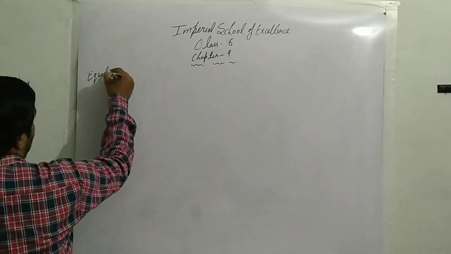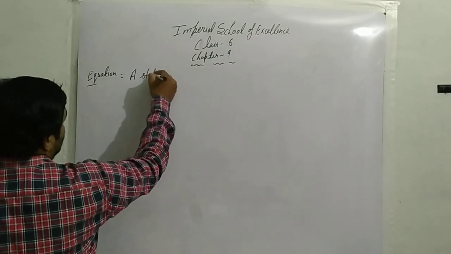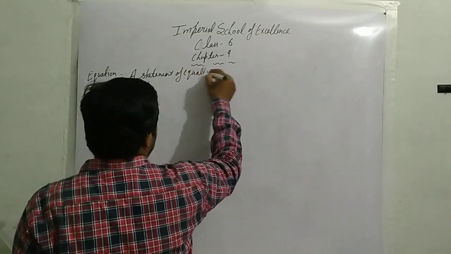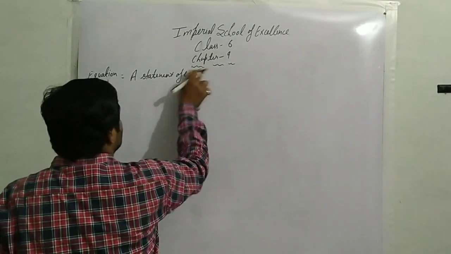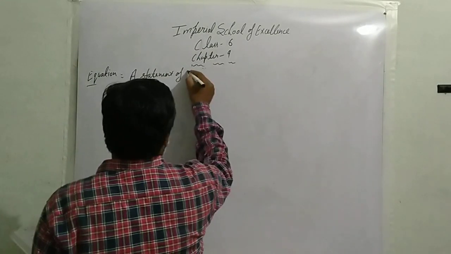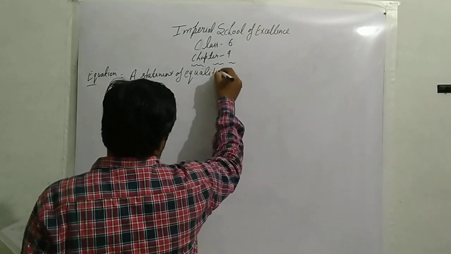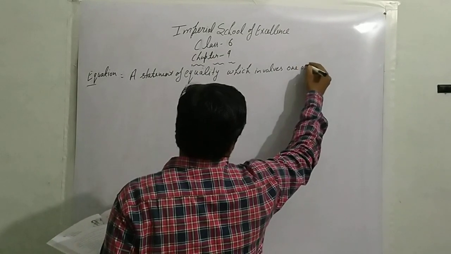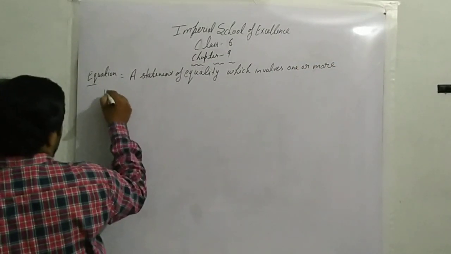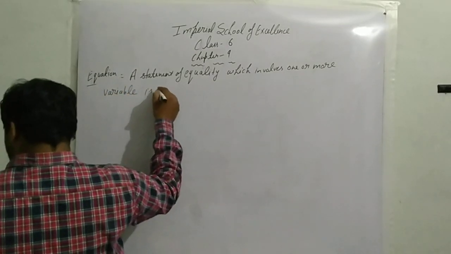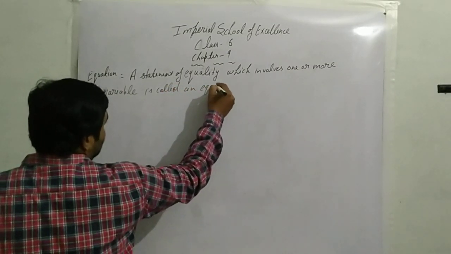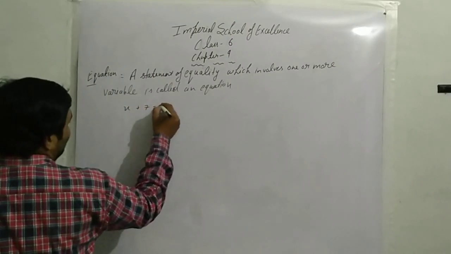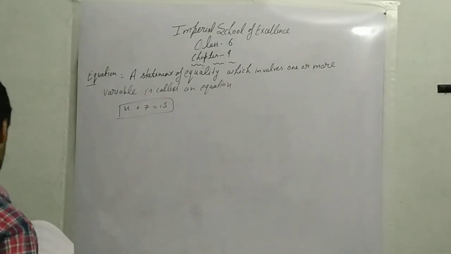An equation is a statement of equality which involves one or more variables. Suppose the example is x plus 7 equals 15. x plus 7 equals 15. This is your equation.